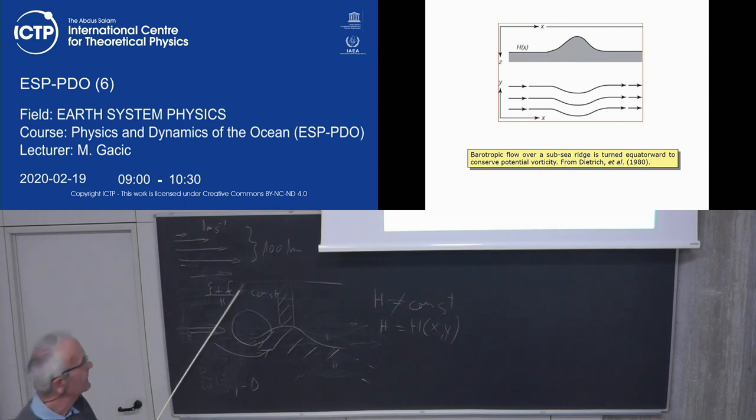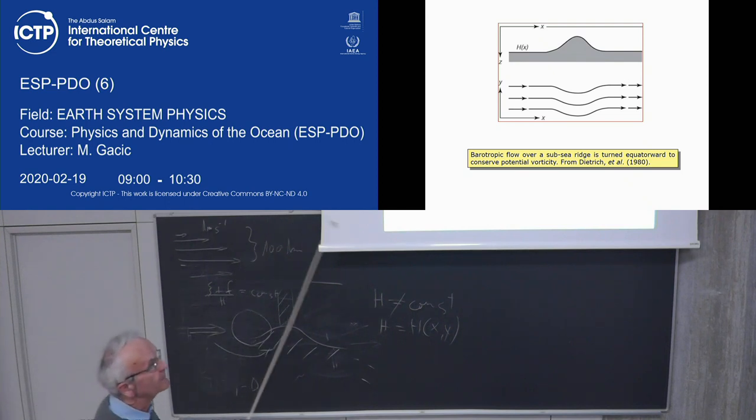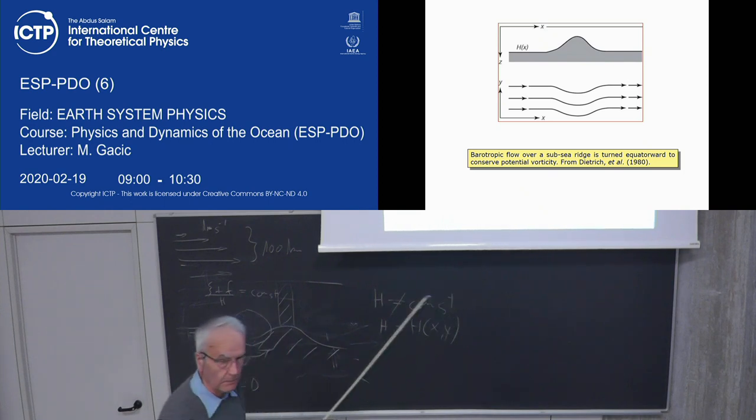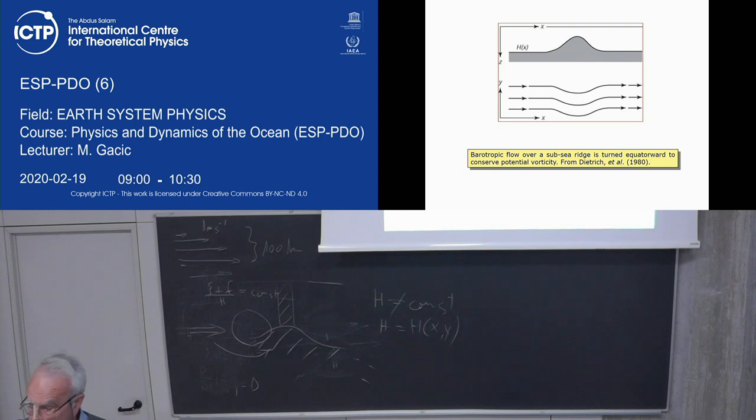So this means this equation, zeta plus f over h, is constant. We have to go southward in order to reduce f, to keep this constant, since we have decreased h. So that's how we explain this. But we are talking about the barotropic flow. Why are we saying barotropic flow? Barotropic flow means that the fluid is vertically homogeneous. So whatever is happening at the bottom, the entire water column feels that. We are squeezing the water column, and the entire water column feels what is happening.